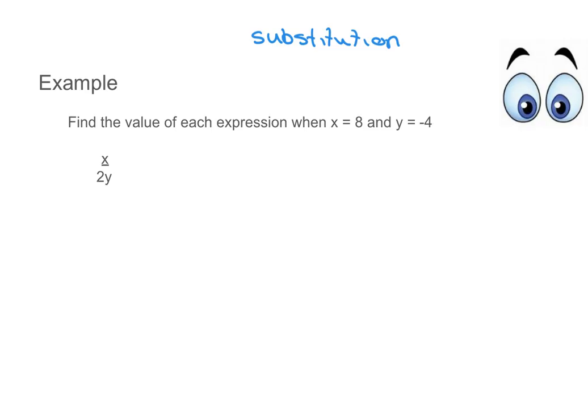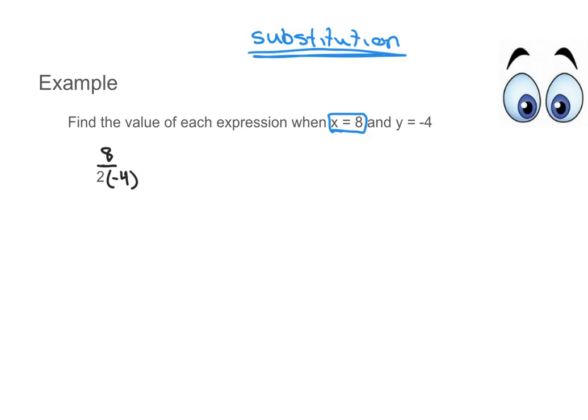Substitution is when you put one value in for a variable. So in this case, we have x equals 8. So instead of putting an x on the top of my expression, I'm going to take the x away, and instead I'm going to write 8 there. For the y, I'm going to take the y away, and in its place, I'm going to put -4.